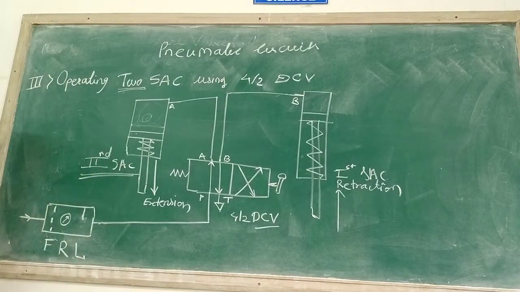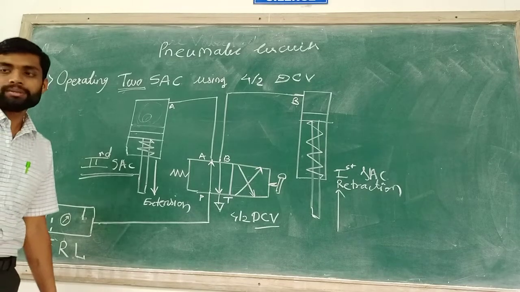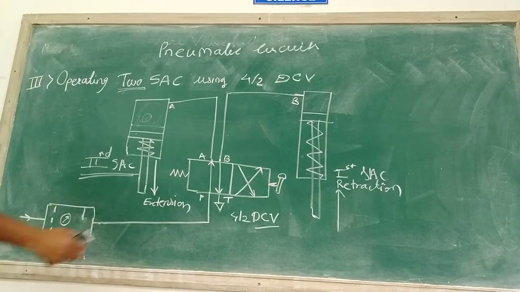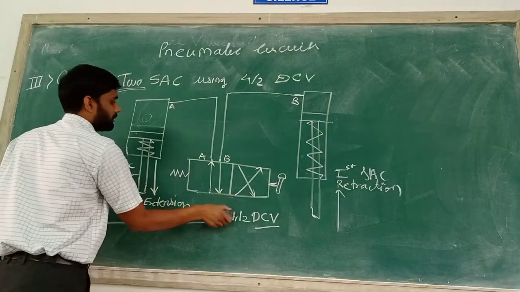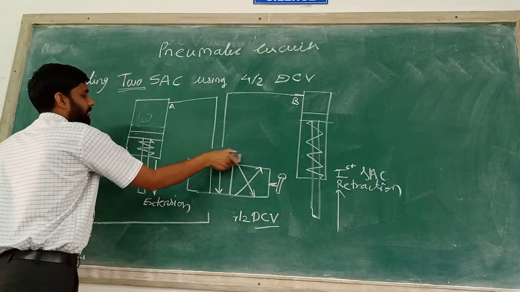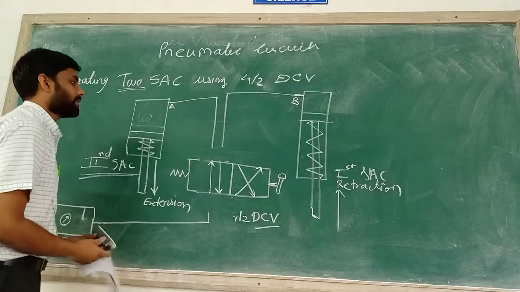Okay. So what will happen when we change the position of this direction control valve? When we shift it to the second position, at that time, what will happen?